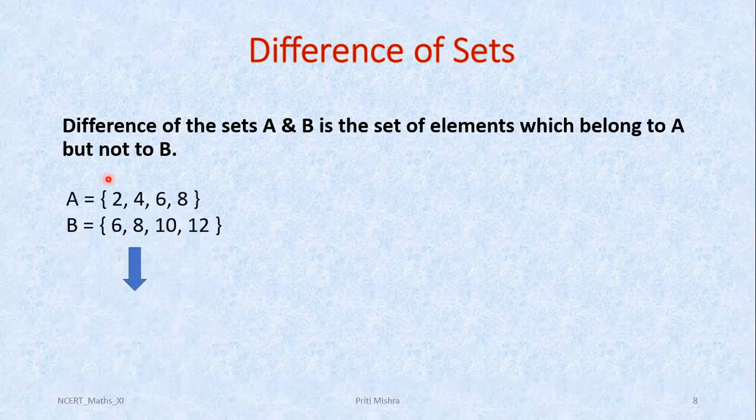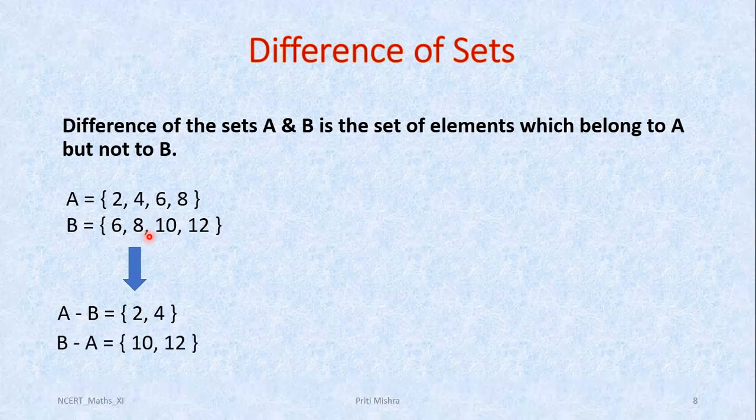Let's have an example here. Set A is equal to {2, 4, 6, 8} and B is equal to {6, 8, 10, 12}. Now, A minus B will give you {2, 4}. It means while writing A minus B, you have to delete the common elements from A only. Just delete 6, 8 from A. The rest of the elements will come in A minus B. Exactly in the same way, you can write B minus A. What will come here in B minus A? You have to delete the common elements from B. So you will have 10 and 12 in B minus A.